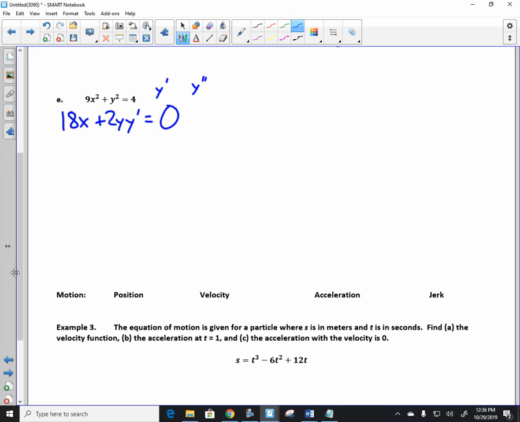So the reason why we call it implicit differentiation is because there is not a variable explicitly solved for. So y is not explicitly solved for. What I do is I subtract the 18x. I get 2y, y prime is equal to negative 18x. And I divide by 2y. So y prime is what? Negative 9x over y.